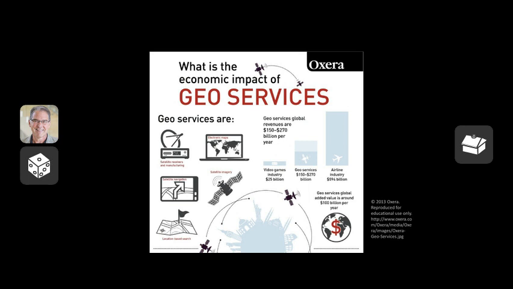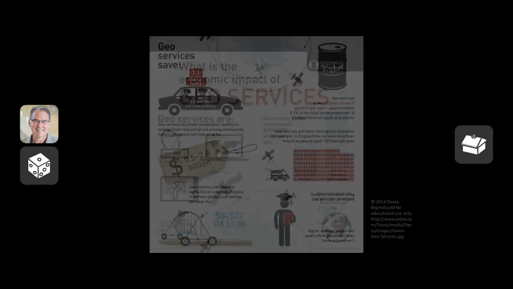In 2013, Google commissioned an economic impact study by a firm called Oxera. Oxera estimated that geoservices, the amalgam of satellite receivers and manufacturing, electronic maps, satellite navigation and imagery, and location-based search, generates $150 to $270 billion per year in revenue. Geoservices is a more consumer and business-oriented conception of our field than, say, the U.S. Department of Labor's geospatial technology industry. Even so, the overlap is considerable.